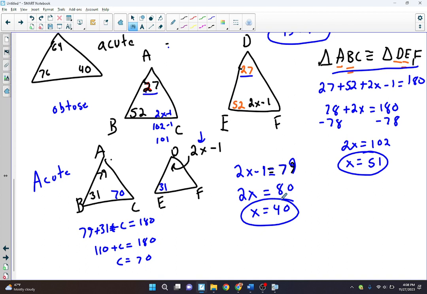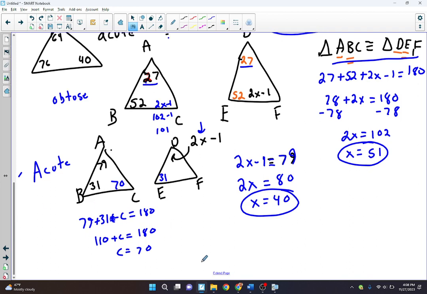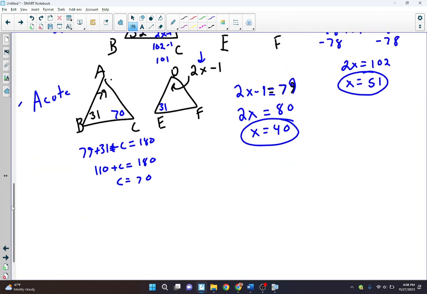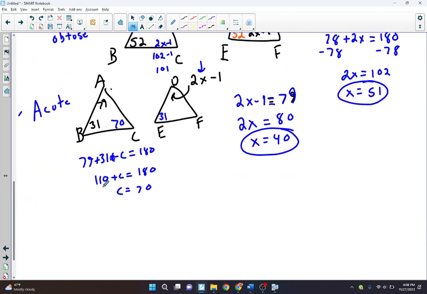I'm asking the question: please find X and tell me what type of triangle it is. Where do you get C from? 79 plus 31, subtract that from 180. It should be 70. So C and F are 70.